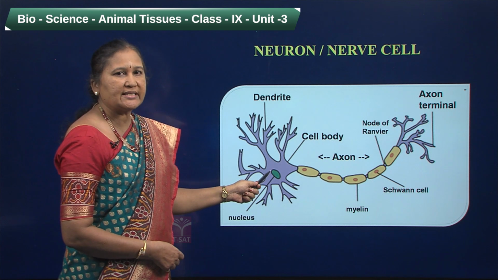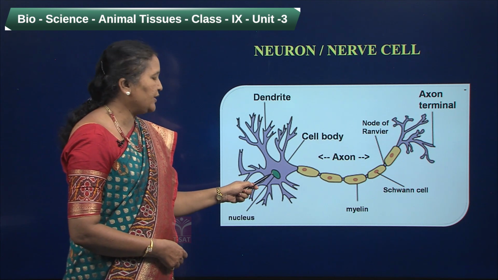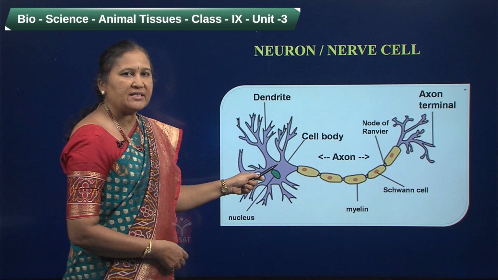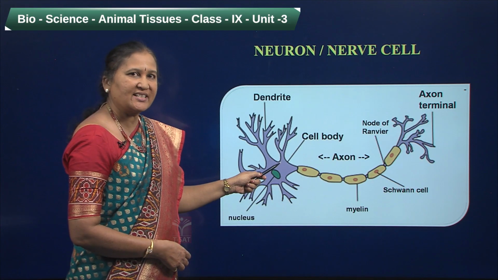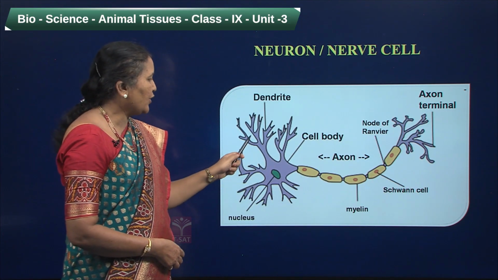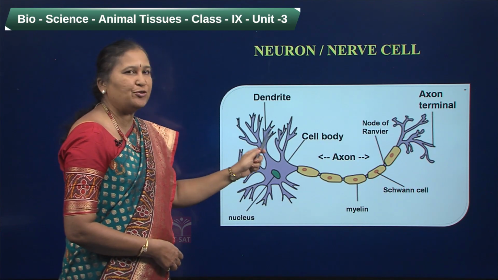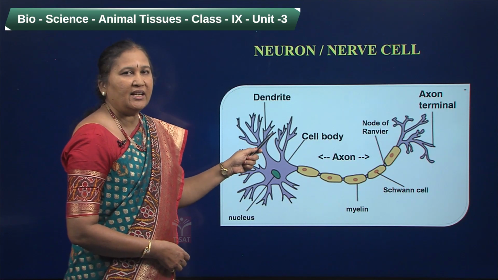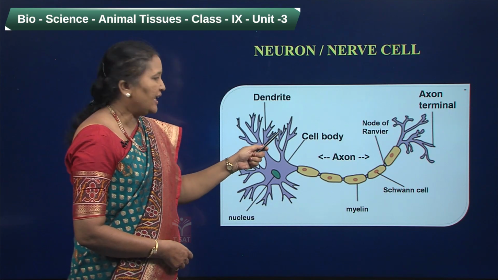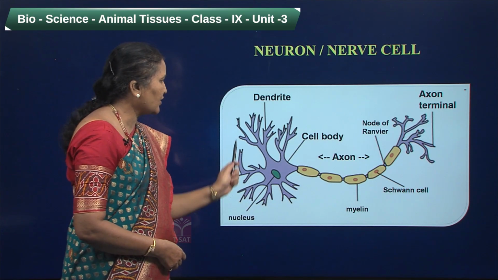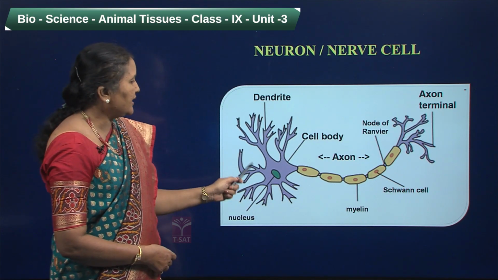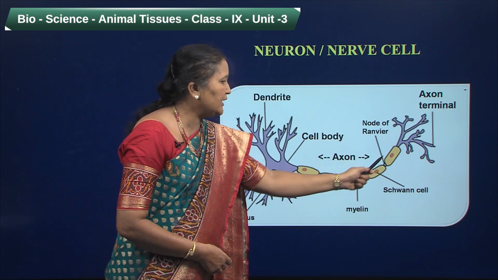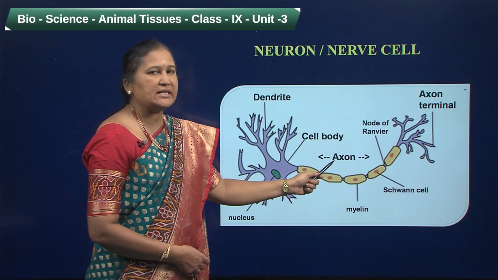It is also called the cell body. It consists of a prominent nucleus. This part also consists of some granules called Nissl's granules. And around the cell body, you may find several branched structures. These branched structures are very sharp and thin, and they are called dendrites. And each cell body consists of one prominent long projection called the axon.